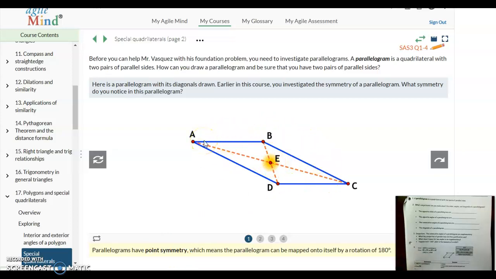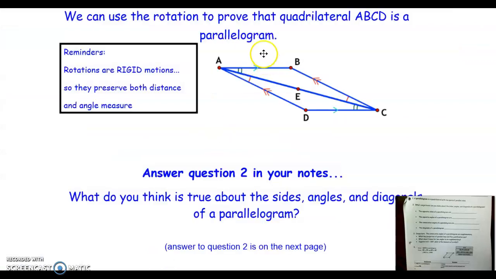up to itself after a 180-degree rotation, which shows us that side AB is congruent to side CD, because remember, rotations are rigid motions, so they preserve distance and angle measure. And so when we rotated 180 degrees, side AB is going to match up with CD. Side AD will match up with side BC, so those are also congruent to each other. We also know angle A, this whole angle, is going to rotate and match up to angle C, so those are congruent angles. And likewise, angle B and angle D would be congruent as well. So we can use the rotation to prove that quadrilateral ABCD is indeed a parallelogram.